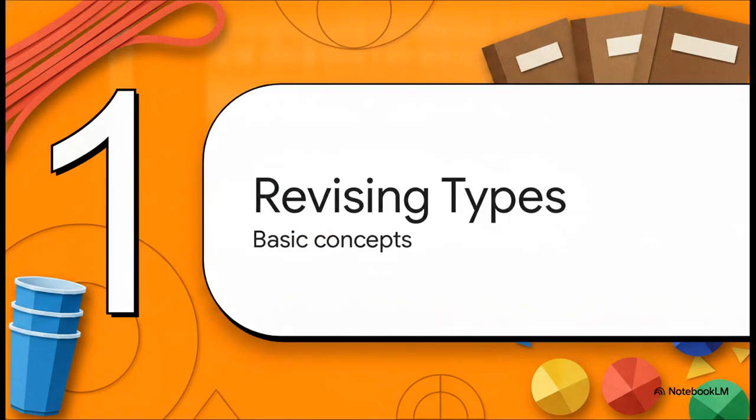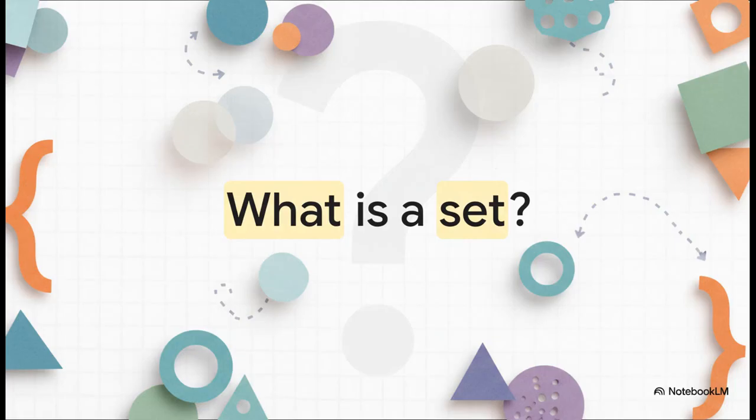Section 1, Revising Types of Sets. To kick things off, we're going to use everyday stuff you see around the classroom or at home, things like ropes, cups, balls, and books, just to help us picture these math concepts right in our heads. But before we get into the different types, I've got a quick question for you. What exactly is a set? Seriously, try to define it in your head right now. I'll give you a quick second.